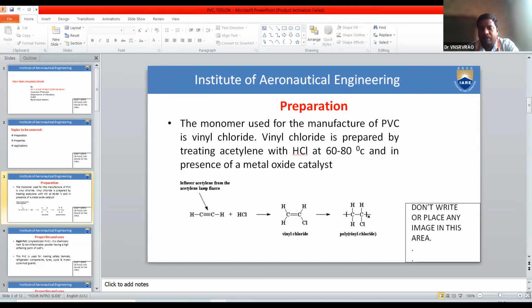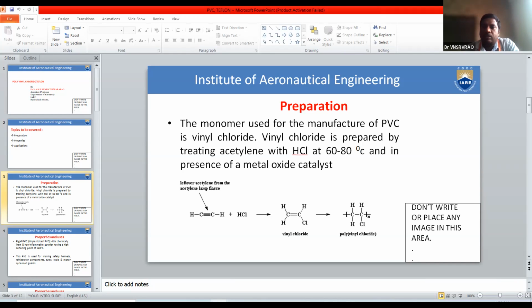So what happens? C double bond C. That means the unsaturation changes from triple bond to double bond, so bond breaking will take place. And the structure is CH2 double bond CHCl. So it looks like the monomer of ethylene.